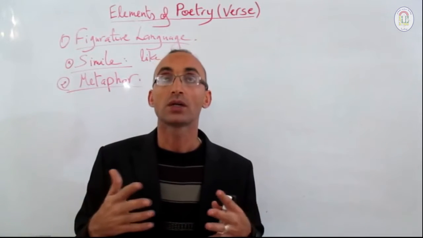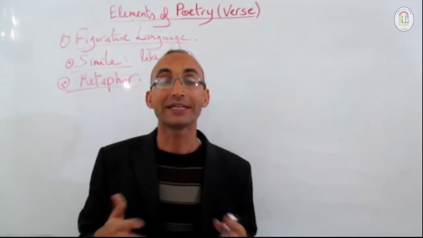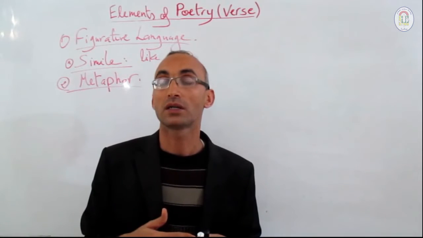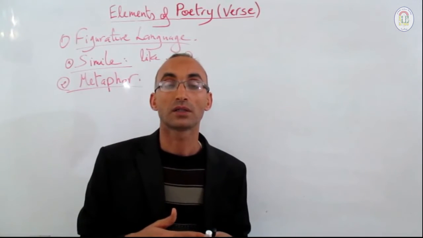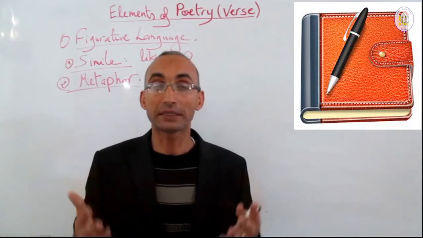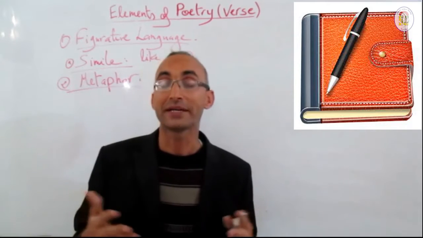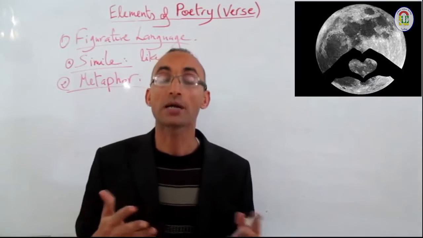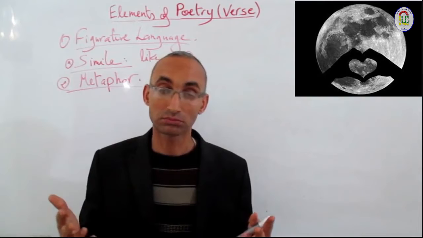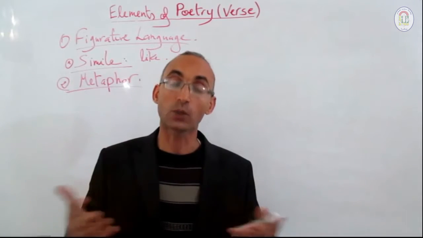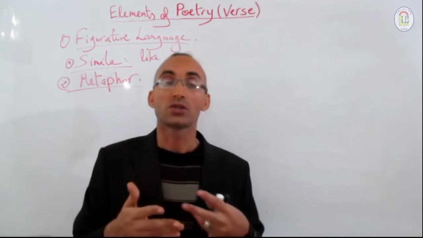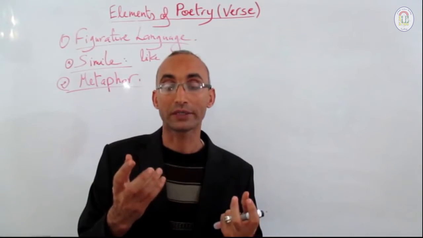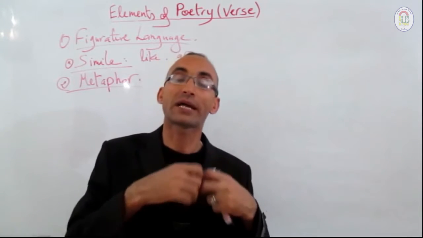For example, we say he is a lion. Life is a diary we carry every day. You are my moon. And so on. All these are comparisons with two elements. Here, the writer or the poet resembles the woman to a moon without using like or as.